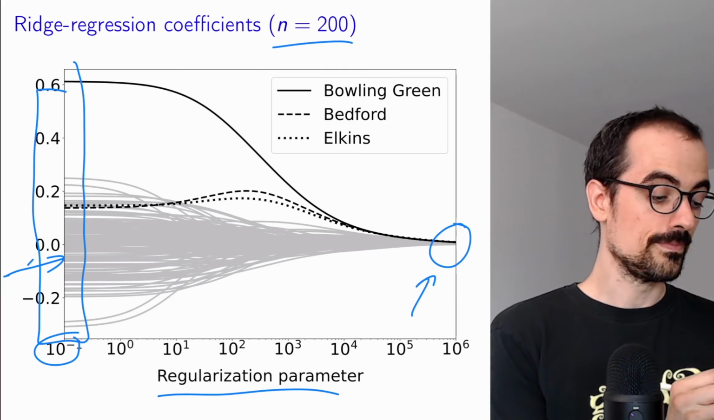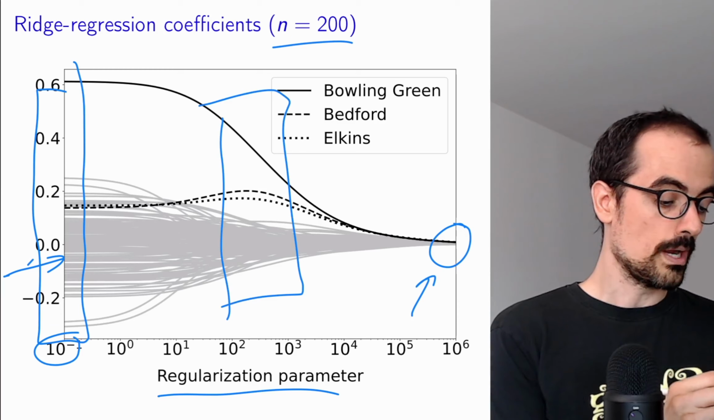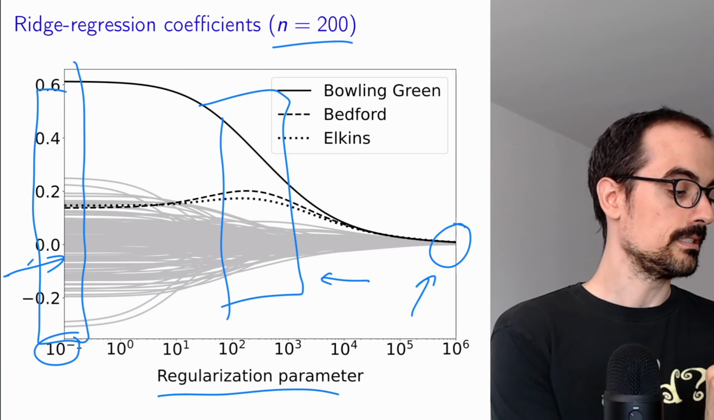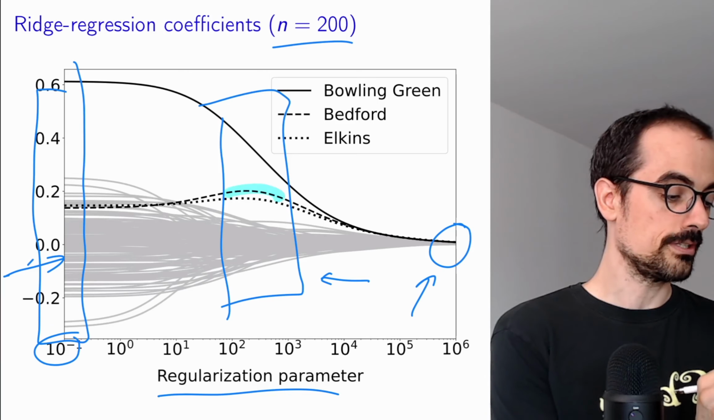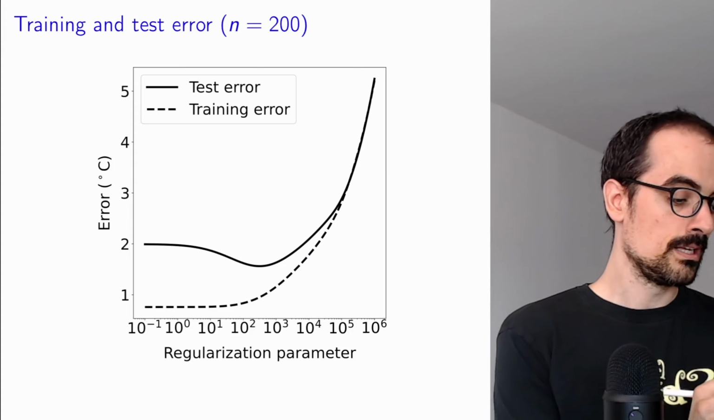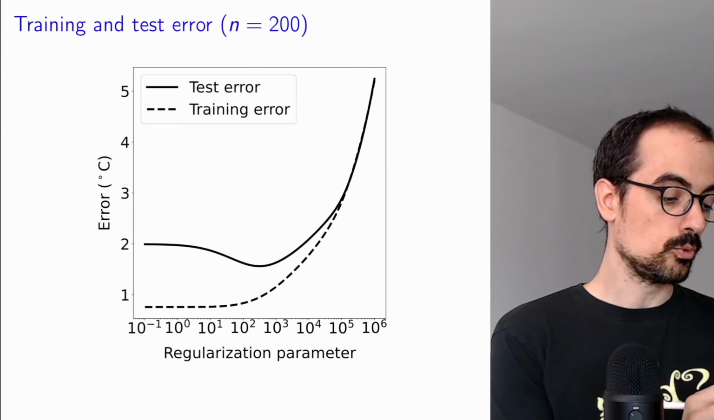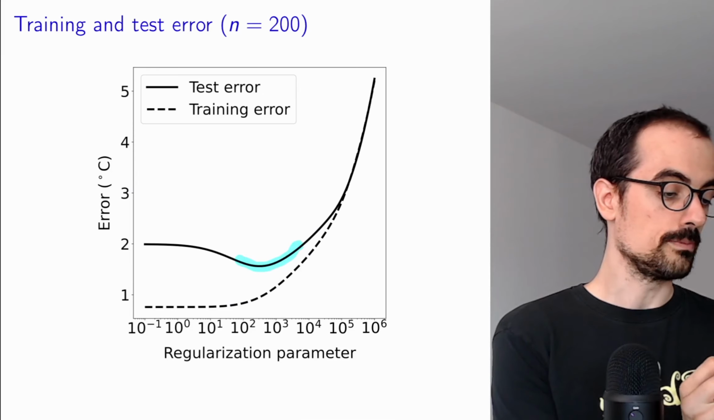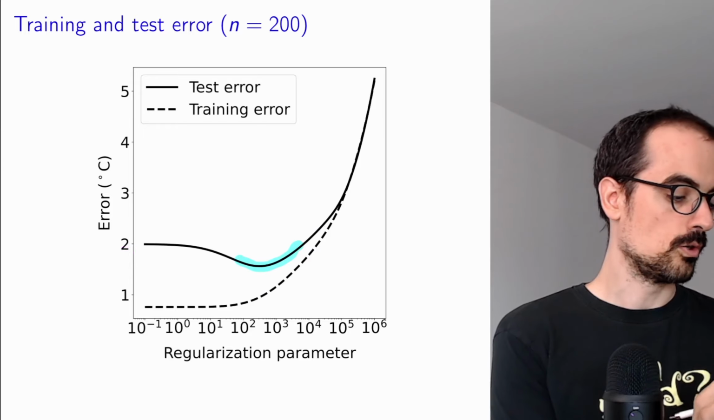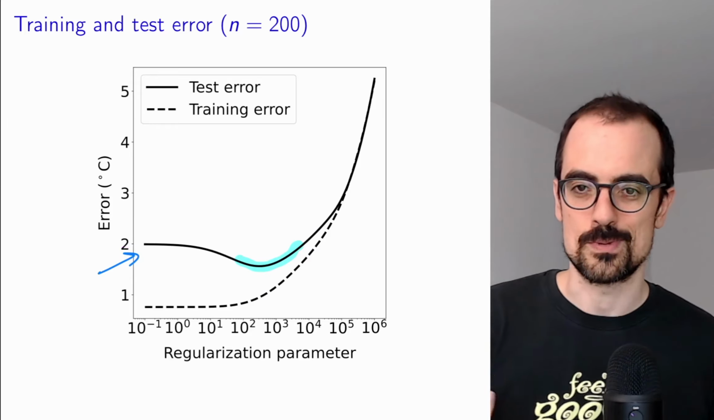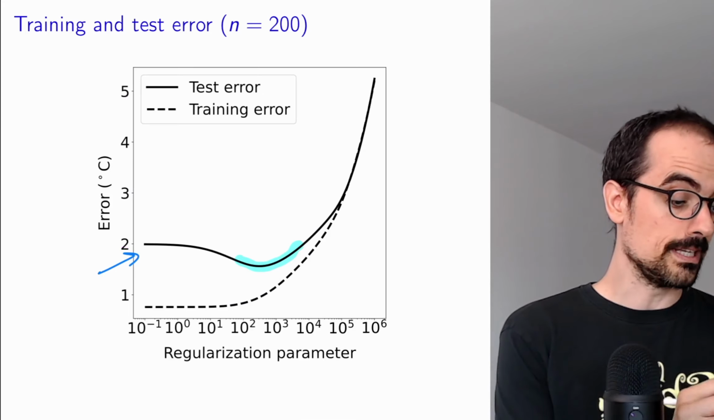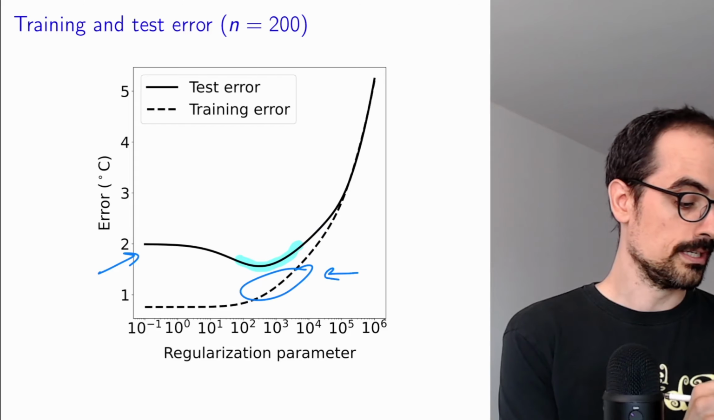However, in the middle, there is a sweet spot where ridge regression is able to identify these geographically meaningful coefficients. And if we look at the test and training error, it actually is able to improve the test error with respect to the test error of ordinary least squares, or equivalently of ridge regression when the regularization parameter is very small, by preventing the overfitting that occurs here.